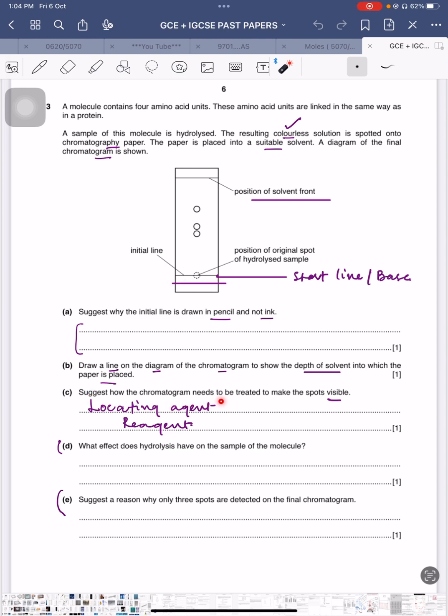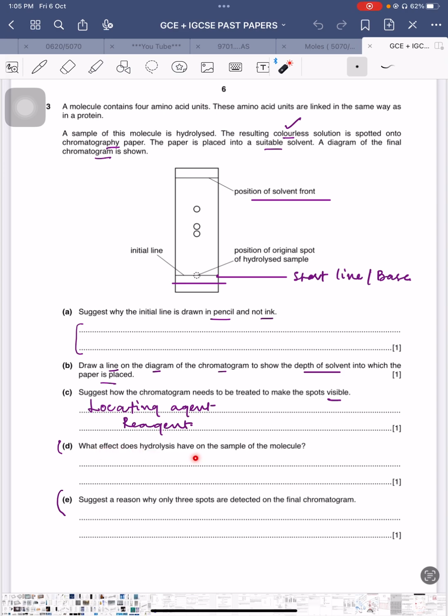Suggest how the chromatogram needs to be treated to make the spots visible. We have to spray the locating agent. It is a reagent. Basically, you may say it's a chemical which will turn the colorless spots into colored spots. The locating agent is a specific chemical which is going to react with the spots on the chromatography paper. Hence, it will turn the colorless spots into colored spots.